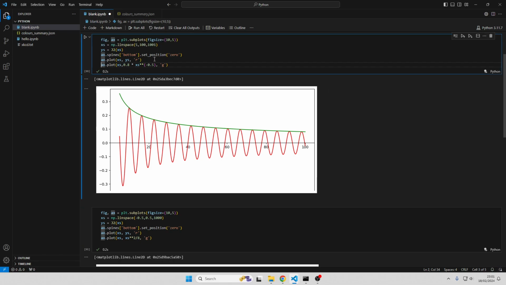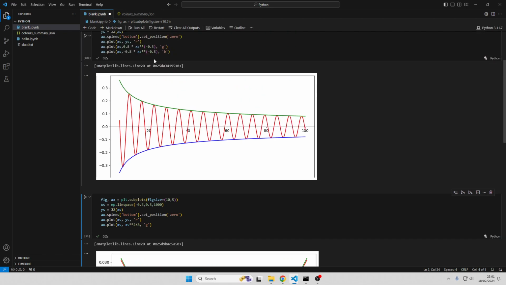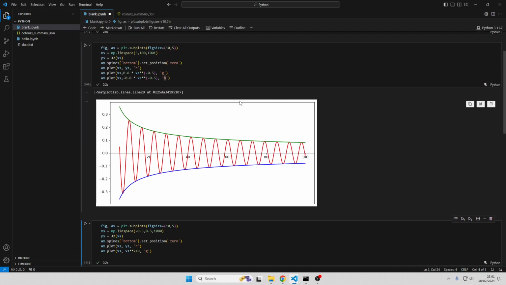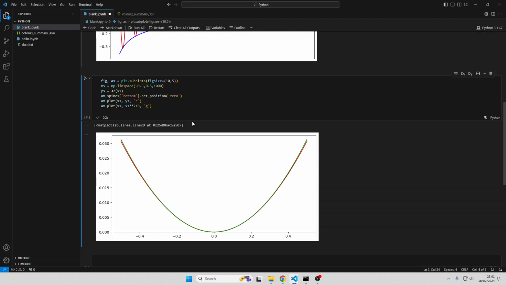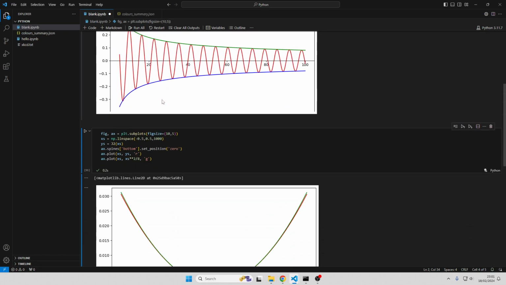And let's also plot the negative version of that, maybe in blue. Okay, so again we can see that we've got an oscillation between this upper envelope of 0.8 x to the minus half and the lower envelope of minus 0.8 x to the minus half.